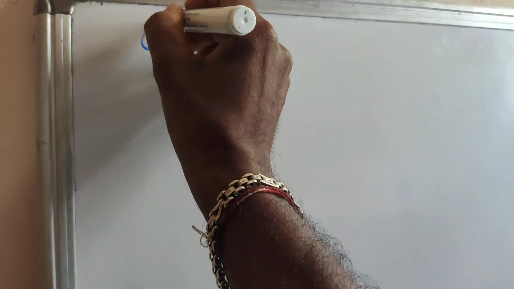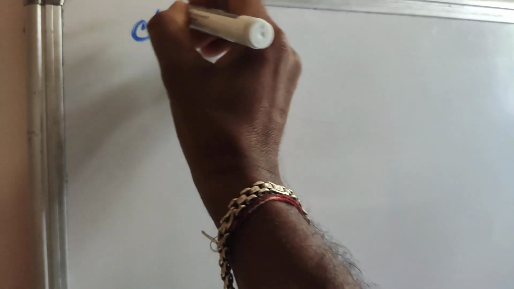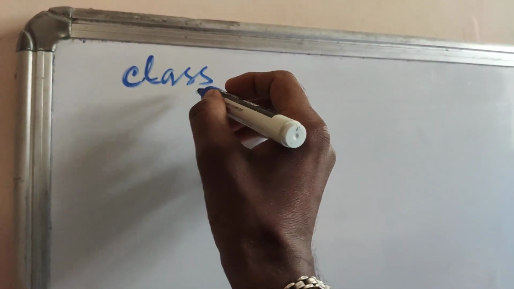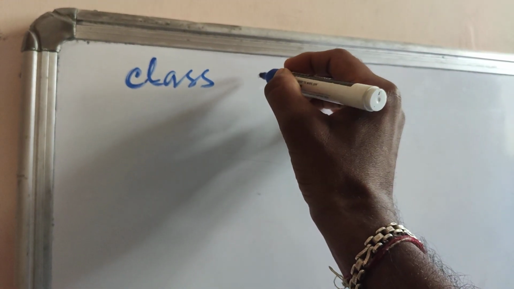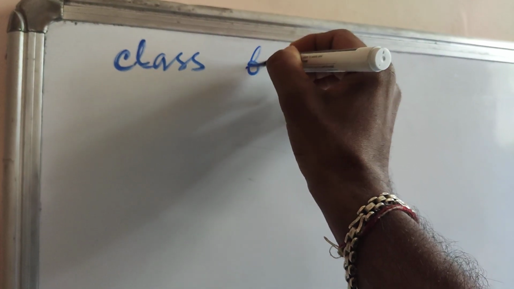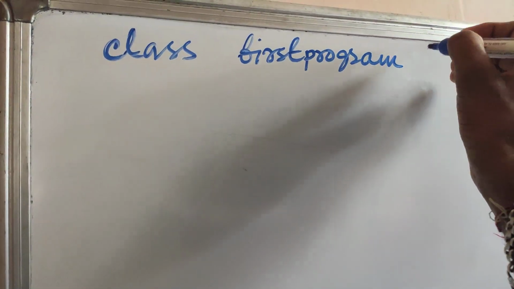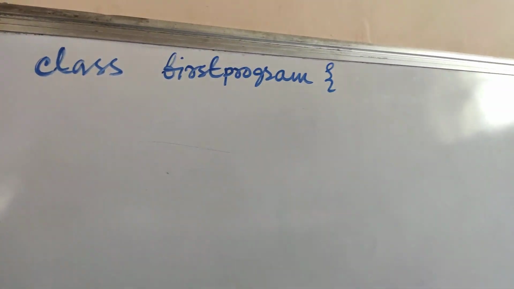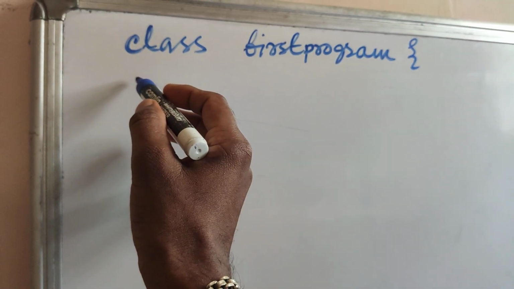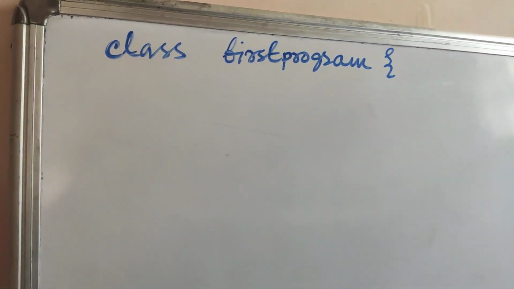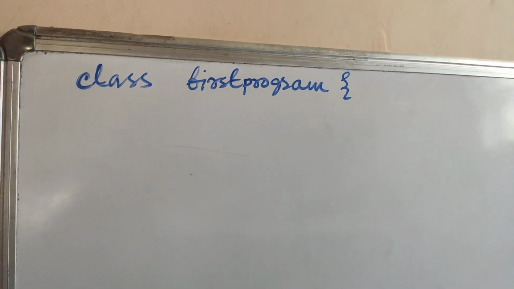Every time when you write a Java program, you have to give the class name. The word class will be in small letters, because it is a reserved word. And after that, any choiceable name you can write. Suppose first program. You can keep the brace here, you can keep it down also. After writing the class name, you have to give the braces.